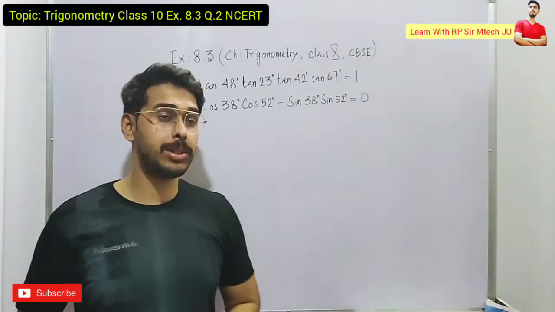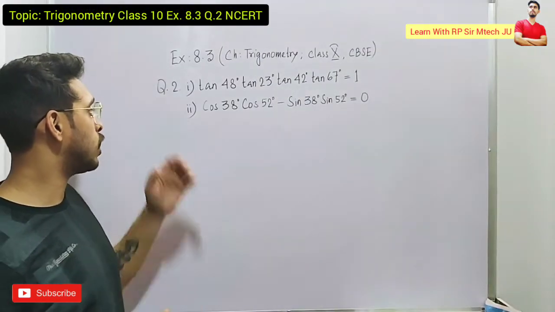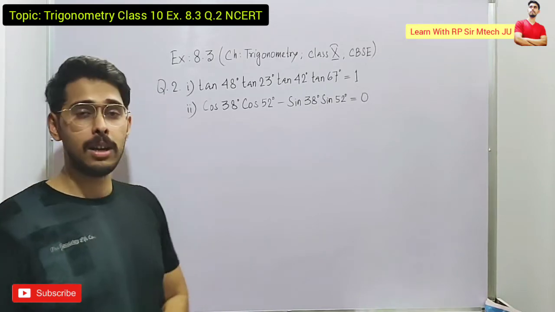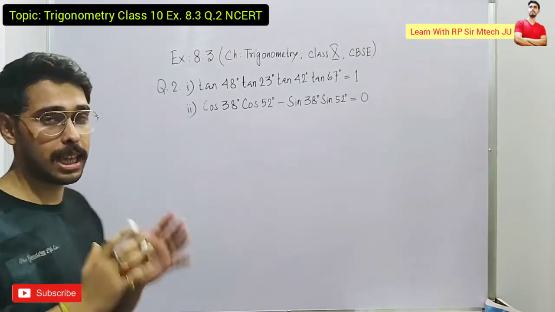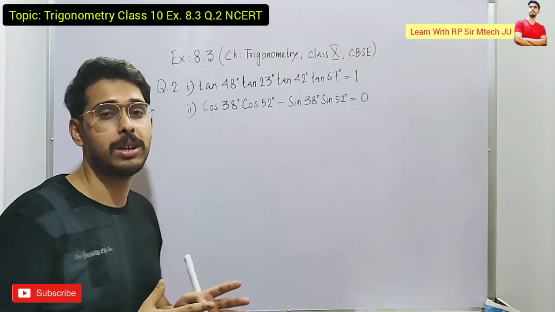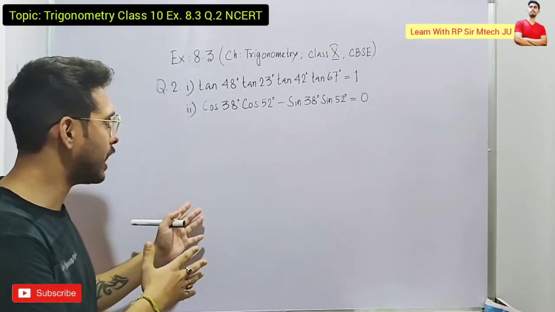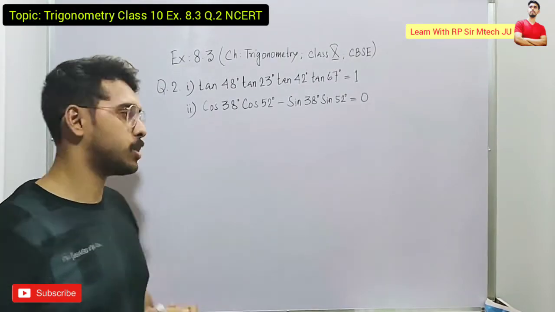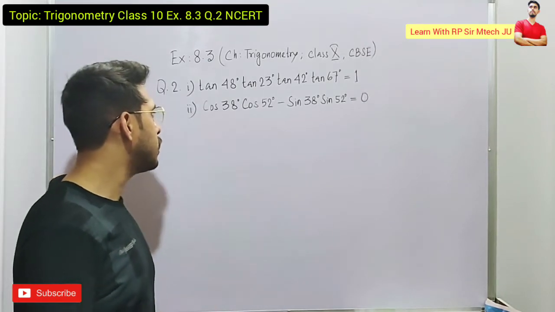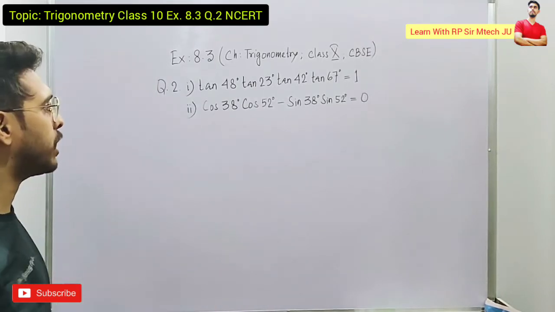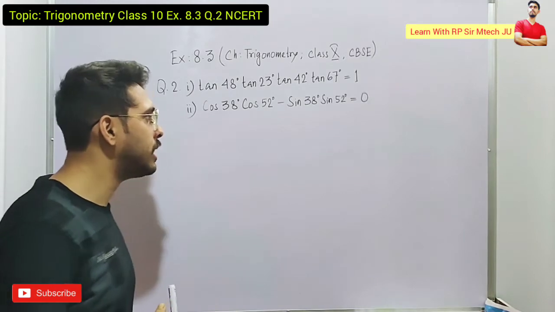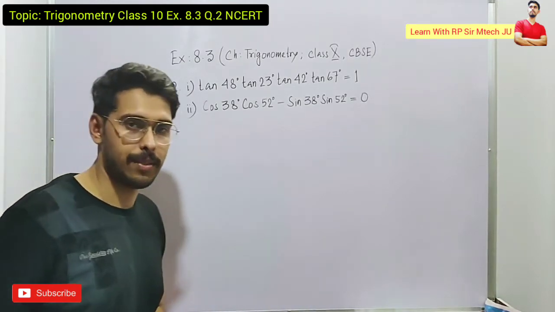Alright, so we have question number 2 in front of us. It is also divided into 2 sub questions and we will have the same approach just like question number 1, but this time it's a different case. Let us see how this question is done. The first question we have is tan 48 degree, tan 23 degree, tan 42 degree and tan 67 degree.